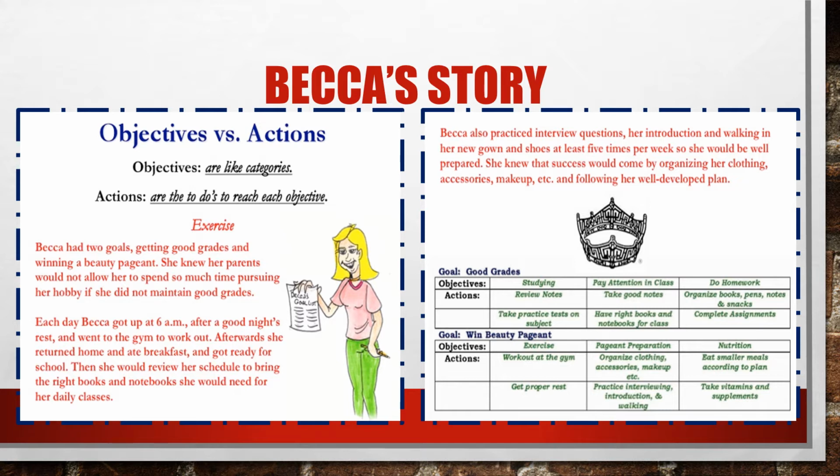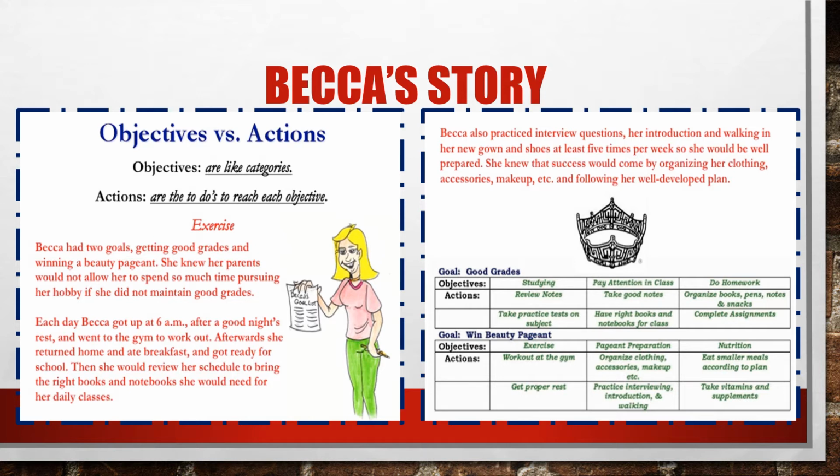Her actions were organize books, pens, notes, and snacks. Her other action is to complete the assignments. Now her next goal was to win the beauty pageant. Her first objective, exercise. And then the action that came along was work out at the gym. Get proper rest. So once again, she's taking action. She's making sure she's prepared to achieve the objective.